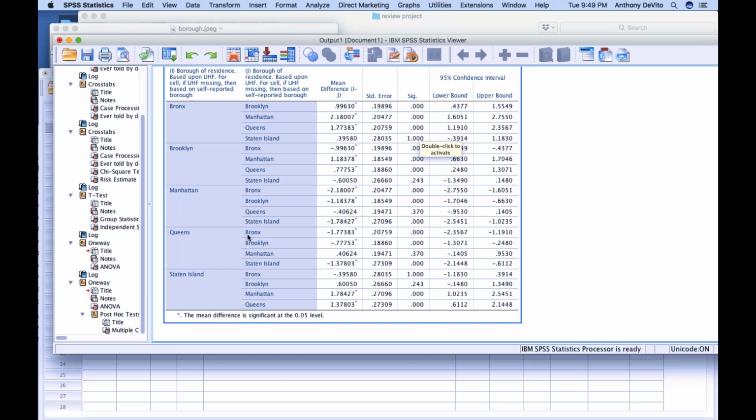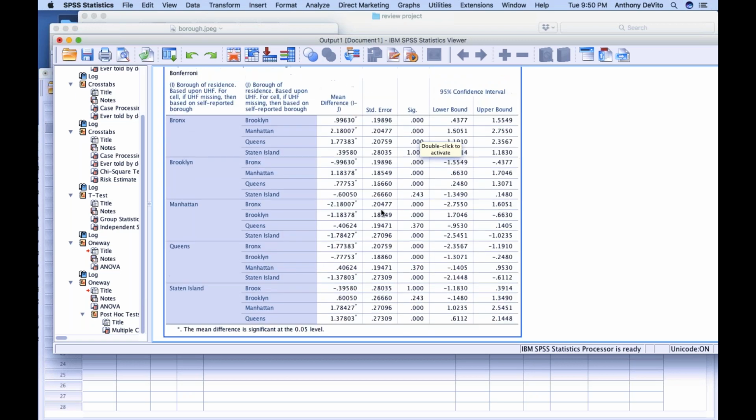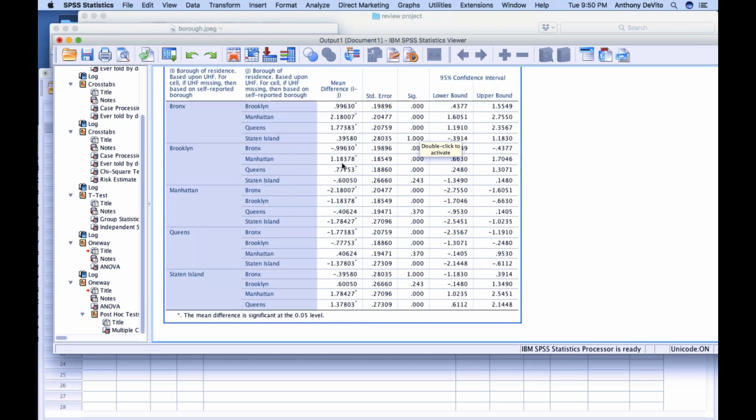So in some cases, you've proved a significant difference. In other cases, you haven't. So you have all these different possibilities. Now, of course, it would help if we knew what the means were.